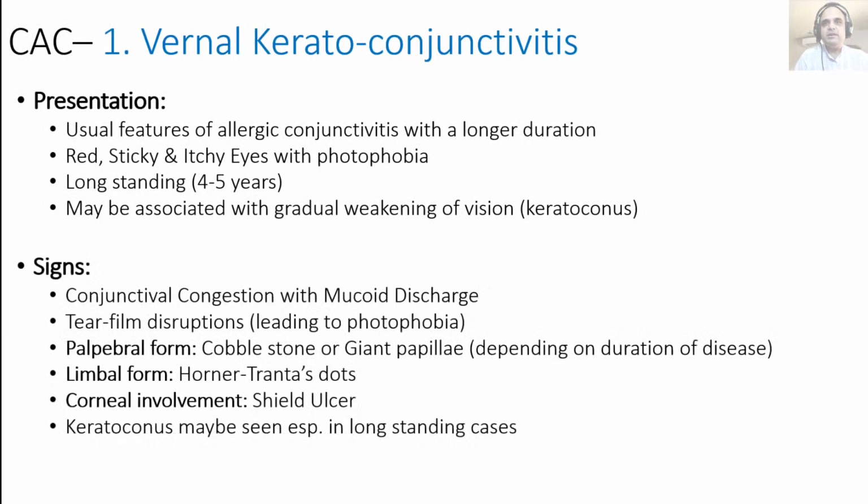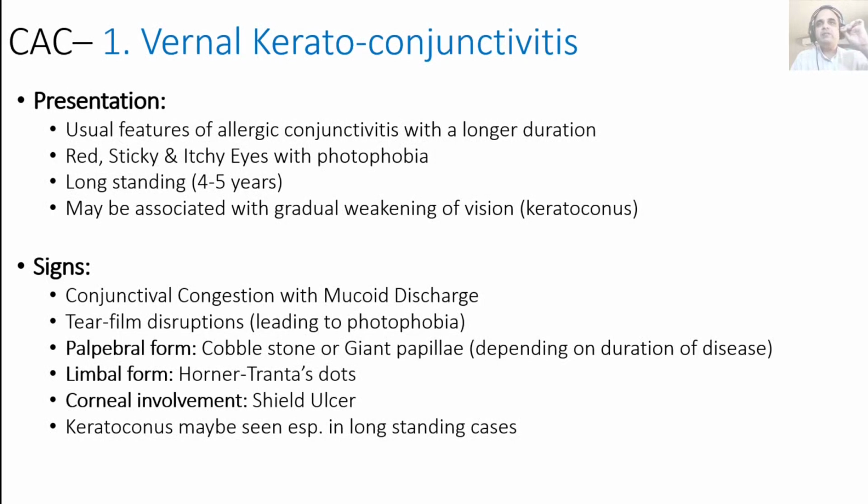What signs do you see? Well, the regular signs: conjunctival congestion, mucoid discharge, tear film disruptions. The palpebral form would have cobblestone or giant papillae, depending upon the duration of disease. We talked about papillae formation in allergic conjunctivitis in response to inflammation and edema. Here, they take on a very specific shape, which is called cobblestone papillae. And if the disease has been around for long enough, they transform or become giant papillae. We'll see examples of both.